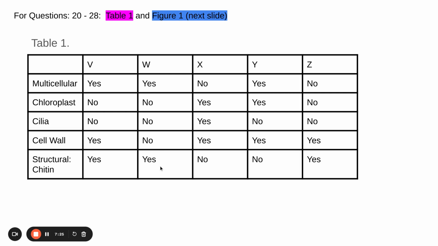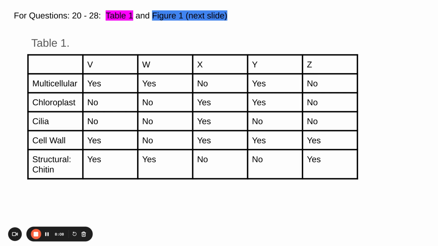There's 2 fungi. Multicellular, well, yeah, some of them are multicellular. Chloroplast, no. Cilia, no. Cell wall, yes. Made of chitin, yes. So that means that one of the fungi is V. Okay, let's see what's our other one. Multicellular, no. Chloroplast, yes. That's not what we're looking for. Okay, fungi, multicellular, no. Chloroplast, no. Cilia, no. Cell wall, yes. And chitin, yes. So that means that Z is also a fungus, a unicellular fungus.